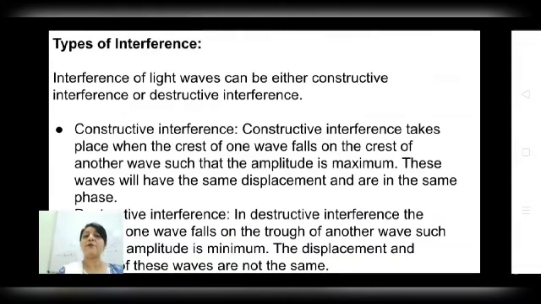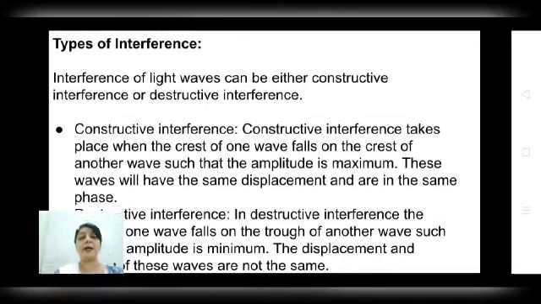When the crest of one wave falls on the crest of another wave, then we find the resultant amplitude is maximum. Thus, in this case, we get a bright fringe and we say that it is a constructive kind of interference. Another equation which describes the constructive interference is about the path difference.